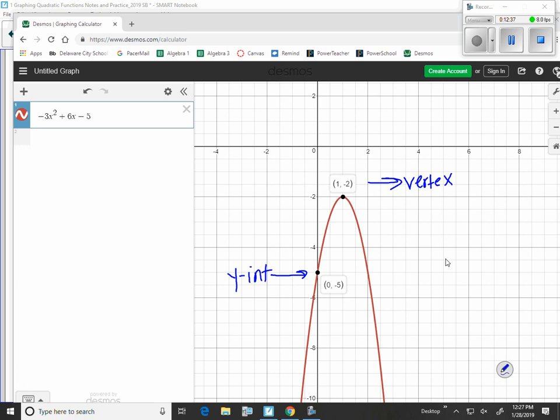Do we have x-intercepts? Not that I can see. So on that x-intercept line, you're just going to write none. Okay, you're going to write none.